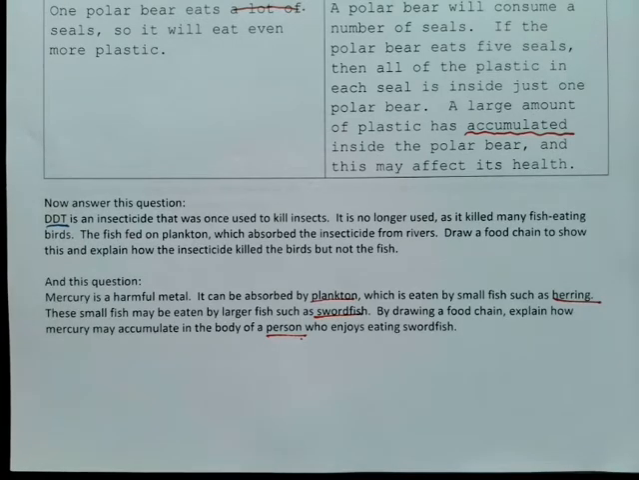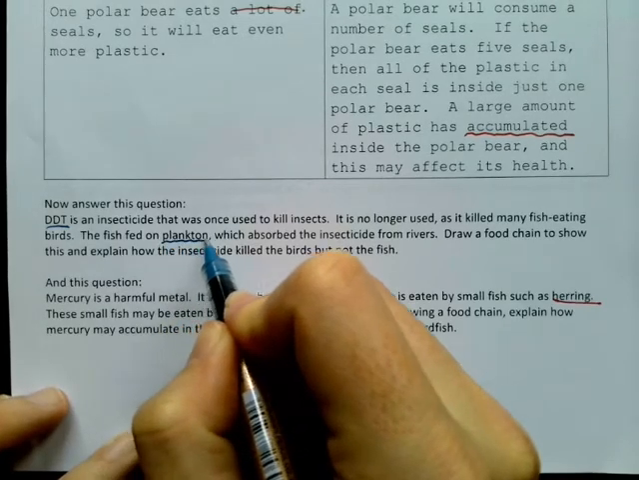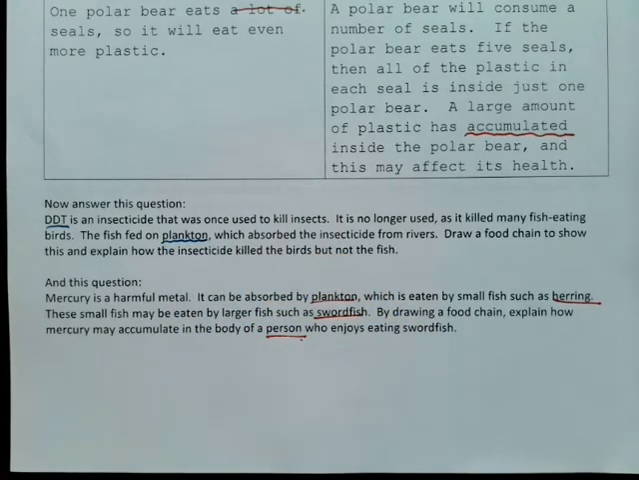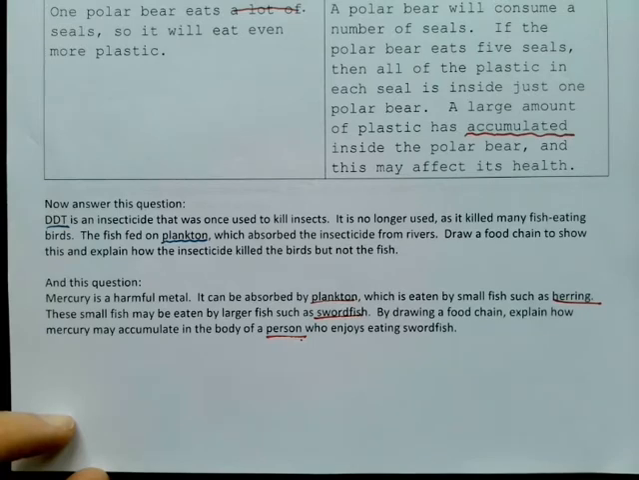The only other thing is that a lot of you referred to, say, the fish ate one plankton. Now, we don't really refer to plankton as individual organisms, so you would just have to say fish ate plankton, rather than fish ate one plankton. So if you've got that in your answer, which a lot of you have, you just need to change that to the fish ate plankton. That's just not how we refer to plankton.